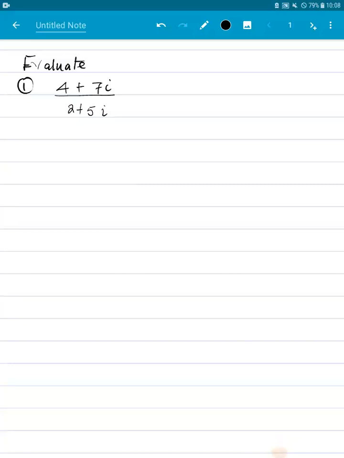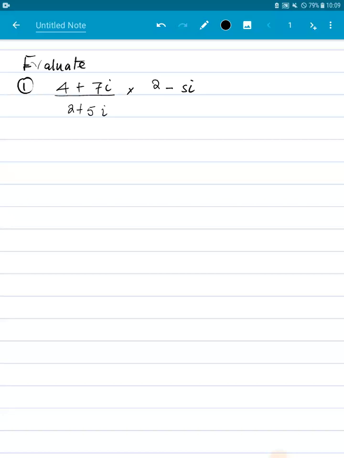All right, so let's look at this question. It says evaluate. We are dividing two complex numbers. Whenever you divide two complex numbers, you just have to multiply by the conjugate of the denominator. The conjugate of the denominator is a complex number, but with just a different sign in the middle, which will be like this.